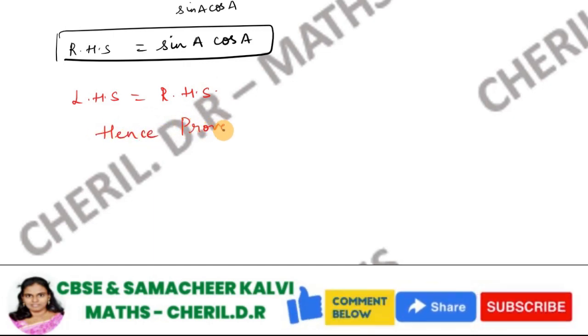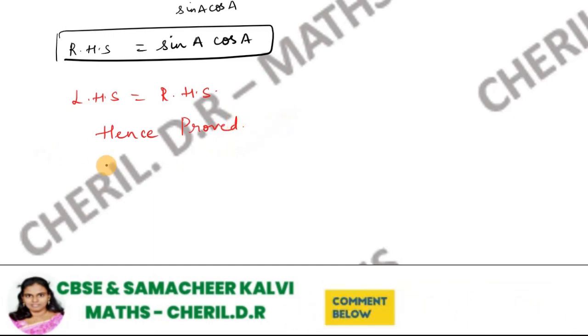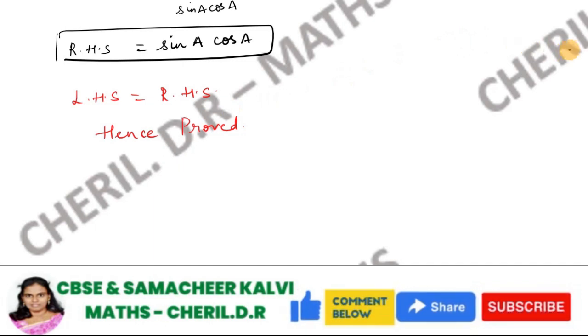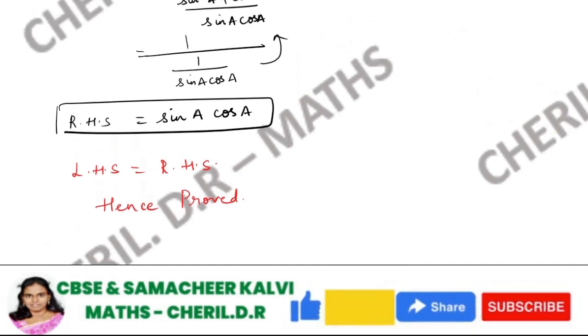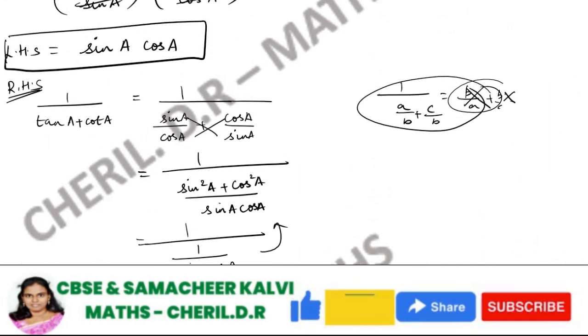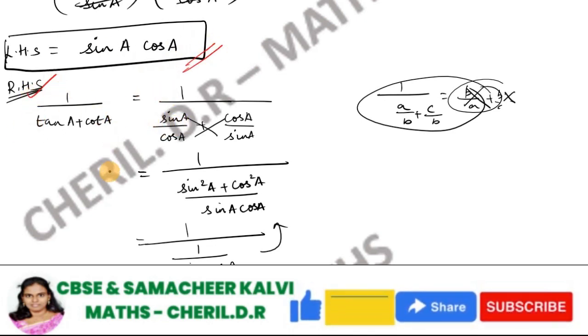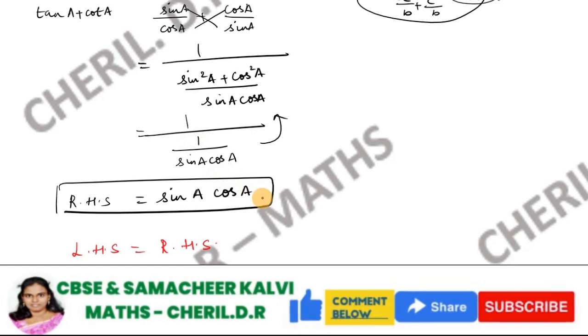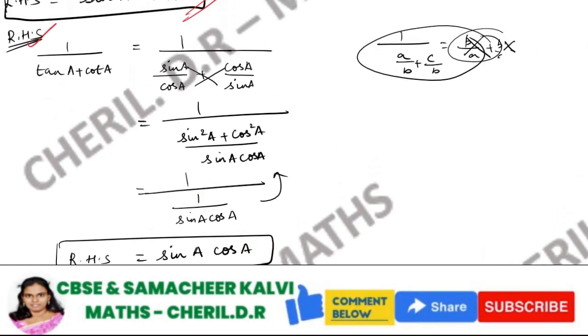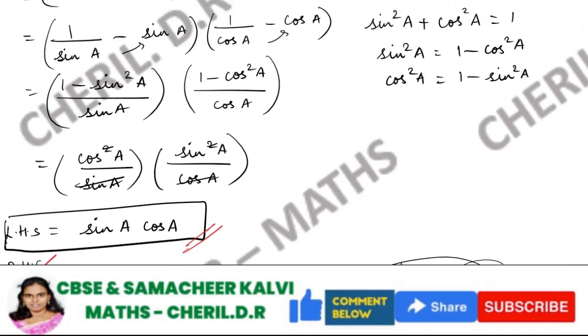Is it clear, children? Yes. Please go through this and try not to make any mistakes here. It's very simple, it's very easy. Even if the hint is not given, when you get stuck here, start thinking to work out the right hand side. Then you will automatically come back to this. Here also we came back to the same value, so we were able to prove the given identity.